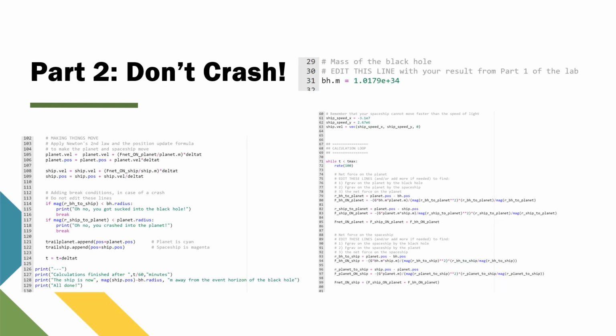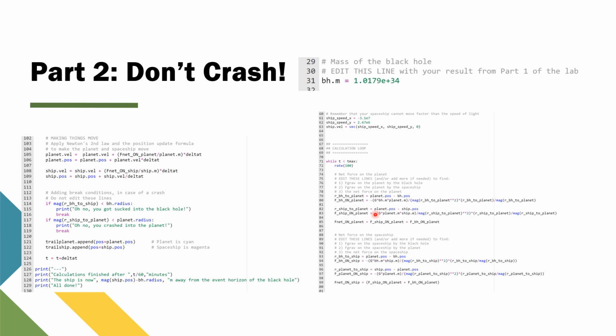Moving into part two of the lab, don't crash. First thing I did was I used a starter code and I edited in the mass I just found in part one of the lab, and I created the planet's velocity and planet's position, just using position update formulas and change momentum formulas. Ship velocity, ship position, same thing. And then moving over here, we have how to find the radius: planet position minus the black hole position will find us the radius. A lot of this is the forces of the black hole on the planet and the ship on the planet.